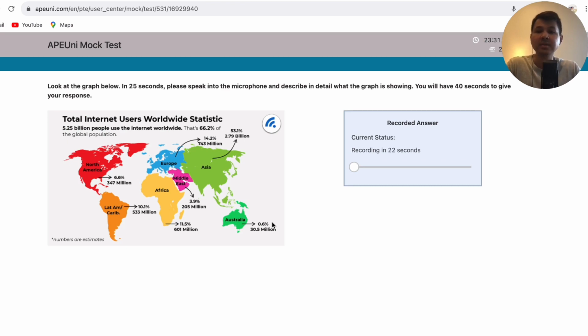Total internet users worldwide statistic. 5.25 billion people use the internet worldwide. 66.2%. And then the continents North America, Latin America, Caribbean, Africa, Middle East, Europe, Asia, Australia. Numbers are estimates. The given image gives information about total internet users worldwide. Statistic: 5.25 billion people use the internet worldwide. There are different elements in the image, which are the global population 66.2%, 66.2%, the continent North America, Latin America, Caribbean, Africa, Europe, Middle East, Australia, and Asia. The numbers are just estimates. One of the elements is maximum and the other is minimum. To conclude, the image is very informative.